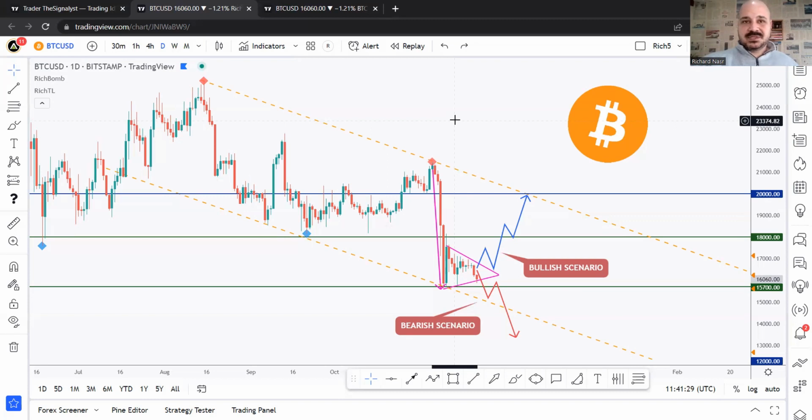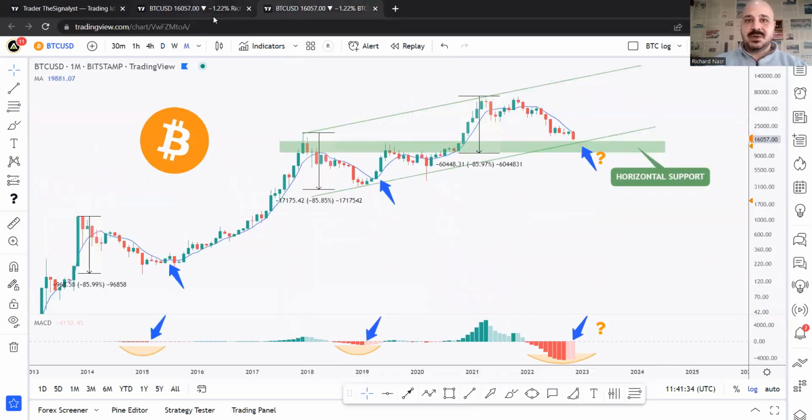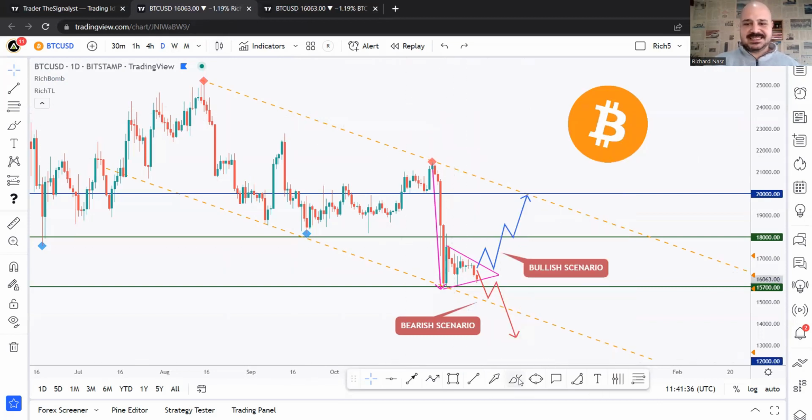First, I'll start with the Bitcoin daily time frame, and then we'll check the Bitcoin monthly time frame log view. So we can clearly see that the previous 2 weeks were bad for the crypto market. We broke below the 18K support, so now it's acting as a resistance. Price rejected it, and we traded lower. The previous week was boring.